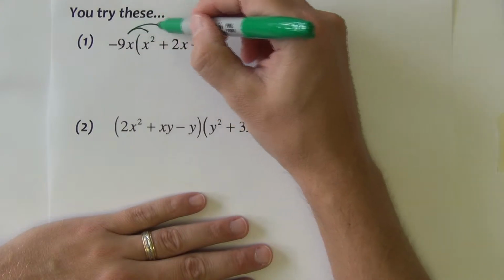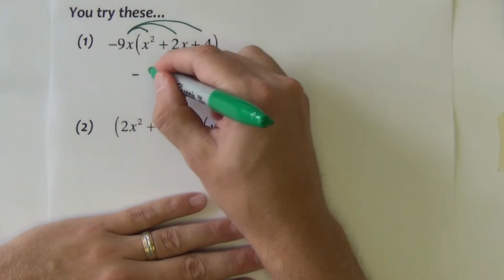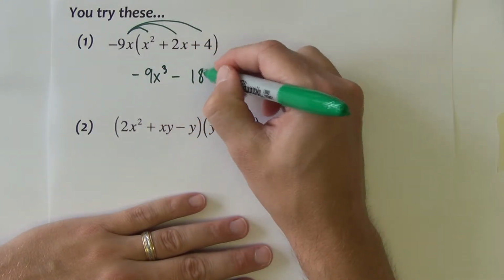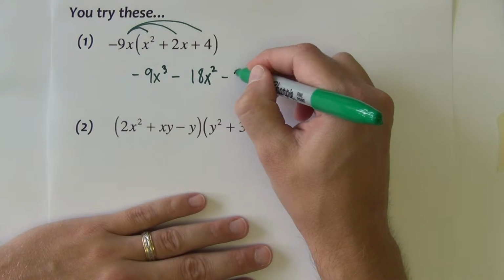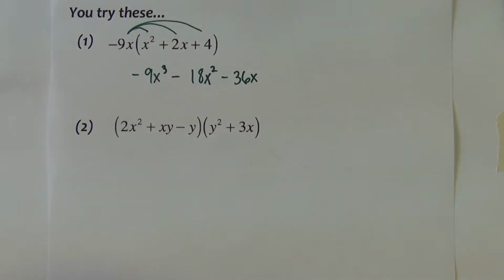Begin by distributing negative 9x, gives me negative 9x to the third minus 18x squared minus 36x. That one is finished.